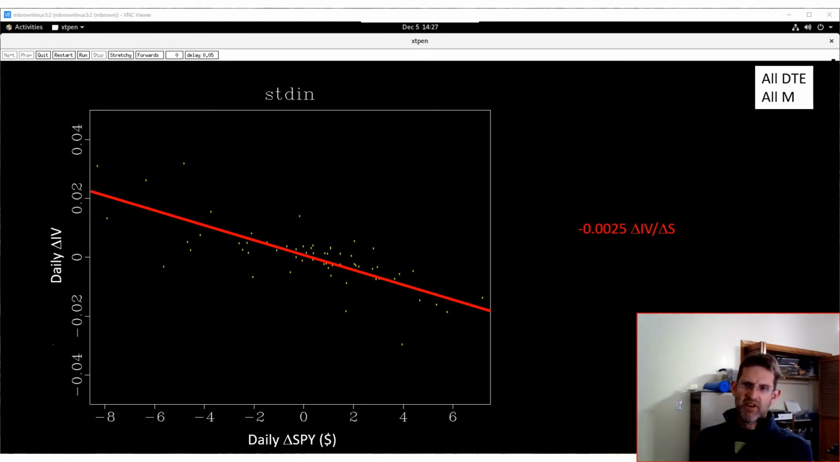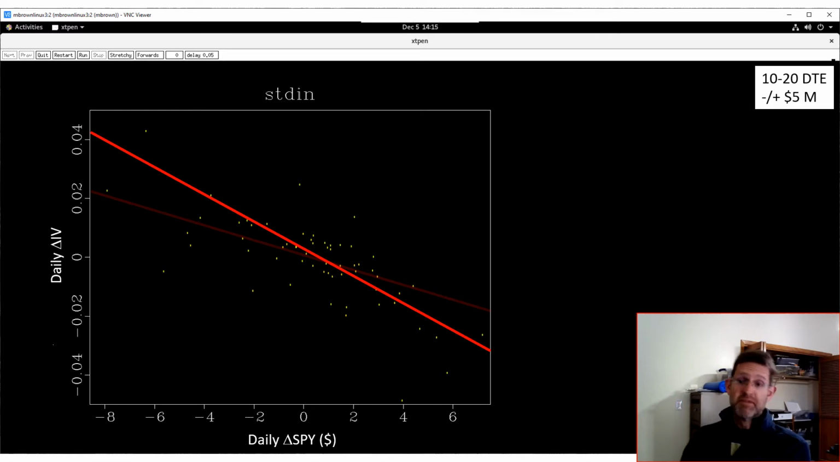So the scatter data actually follow a fairly linear trend, and the linear trend makes sense intuitively. If the stock price rises, then we expect to see a drop in implied volatility and vice versa. The slope of the line in this case, I just drew a line, is about minus 0.0025. So what it means is, as the stock price increases by $1, the IV drops by 0.0025. This scatter plot was created using all the available options from 1 day to expiration out to 100, and from $20 out of the money to $20 in the money.